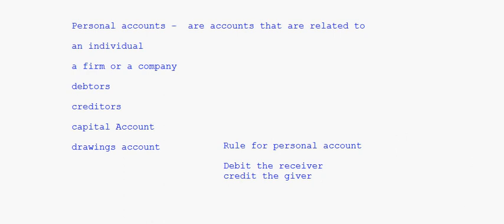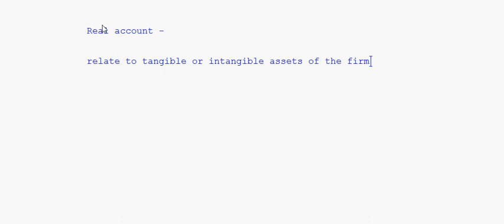Okay, now the next one is a real account. Basically these real accounts relate to tangible or intangible assets of the firm. Debtors are excluded from this real account, though they are also assets, but they are excluded here, right?